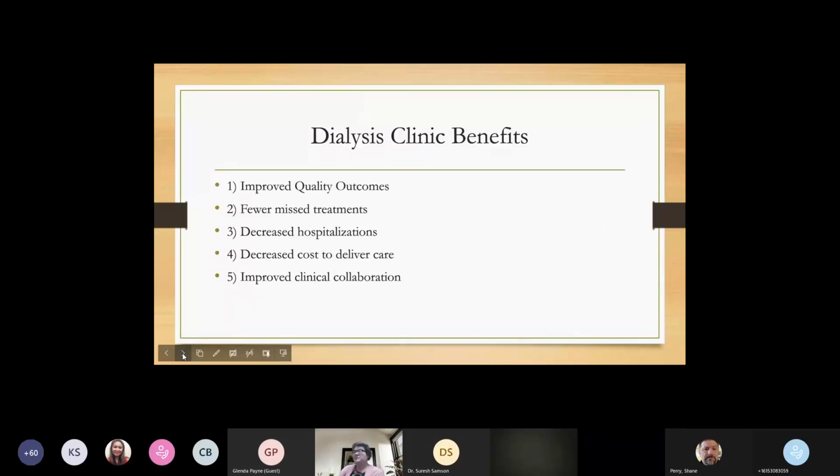So the dialysis clinic benefits, for us, we see overall improved quality outcomes for our patients. They don't miss treatments, therefore their fluid is more contained, more controlled, and they achieve their dry weight without getting fluid volume overloaded. We find that their anemia outcomes are better because their blood is not diluted with excess fluid. They don't miss meals, they don't miss treatments, and therefore we see overall better quality outcomes.